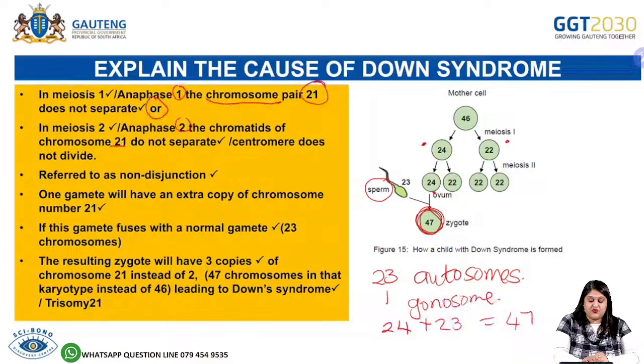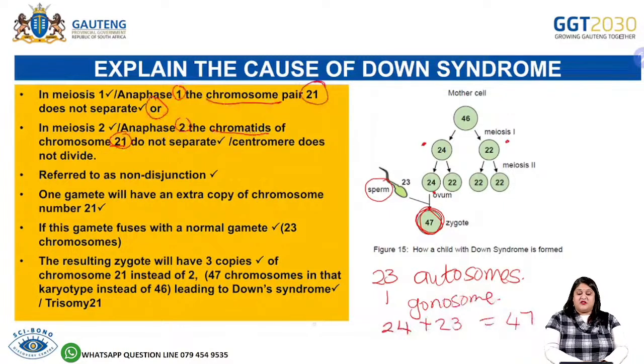And in anaphase 2, we talk about chromatids, and once again, the 21 is important. This is referred to as non-disjunction. One gamete will have an extra copy of chromosome number 21. And if this gamete fuses with a normal gamete, the resulting zygote will have 3 copies of chromosome 21 instead of 2. So that means we're going to have a karyotype of 47 and not 46. And that is going to lead to Down syndrome, which is also known as trisomy 21.